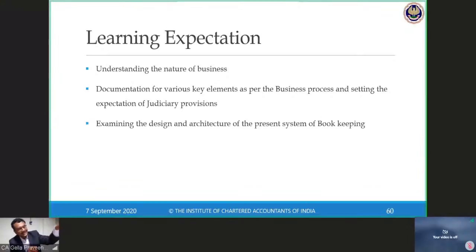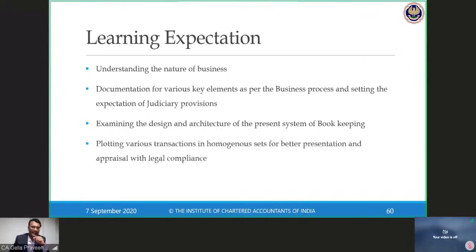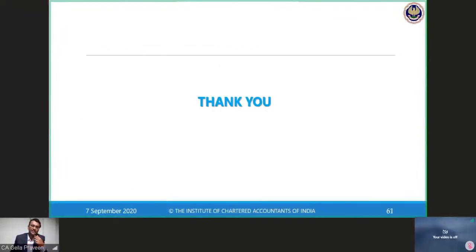I account sales, I account stock transfer, I account other sales, I account something as export sale. All these transactions, how do I get to know related party transactions and non-related party transactions? This is something relevant for us to keep in mind as professionals. Plotting various transactions in homogeneous sets for better presentation with legal compliance, we have discussed. Disclosure in statutory returns: finally, what is important is how we present this information in my statutory returns, and how I reconcile all these elements with the GST returns I am going to file.